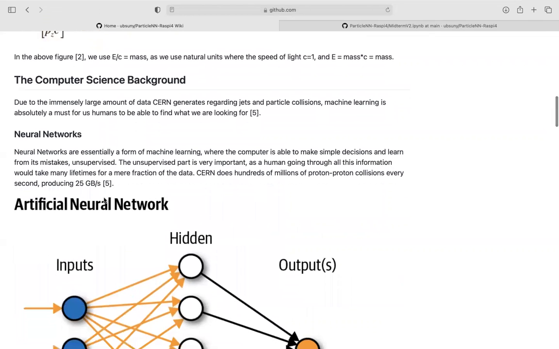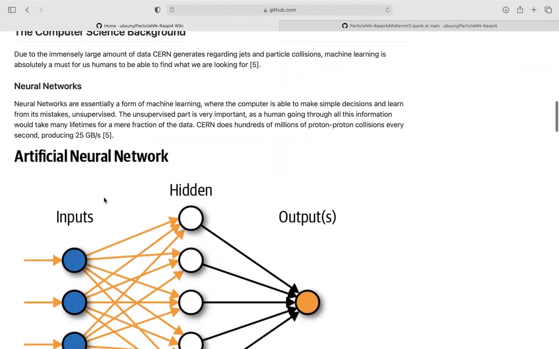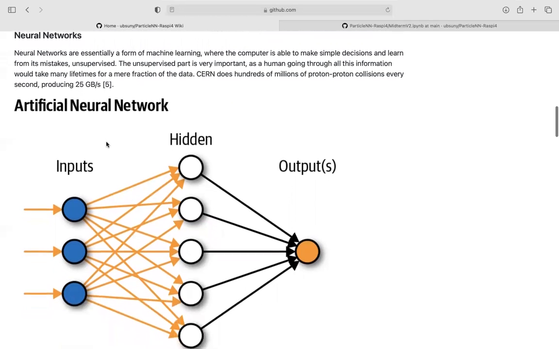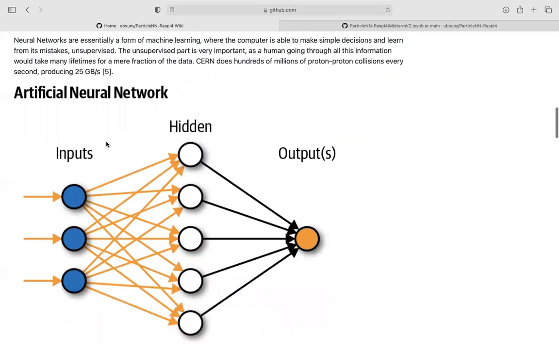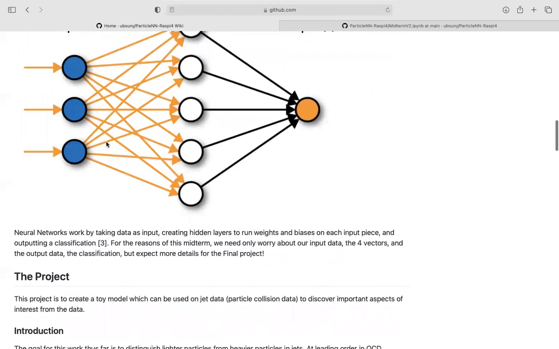Now, due to the large amount of data at CERN, what we are looking for is to use machine learning tactics to be able to go through all this information, because CERN produces 25 gigabytes of data a second. So we need machine learning in order to go through all this data in an adequate amount of time.